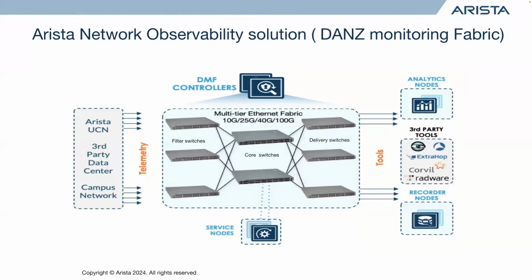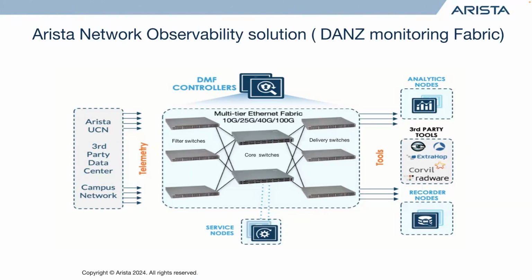The easiest way to do that is by mirroring those flows or spanning those flows all the way to the DMF filter switches by sending one copy of it to it. And DMF filter switches can filter the traffic based on the rules we write. Once the traffic is filtered, we can divert the traffic to any of the traffic analyzer tools connected to the delivery switches.